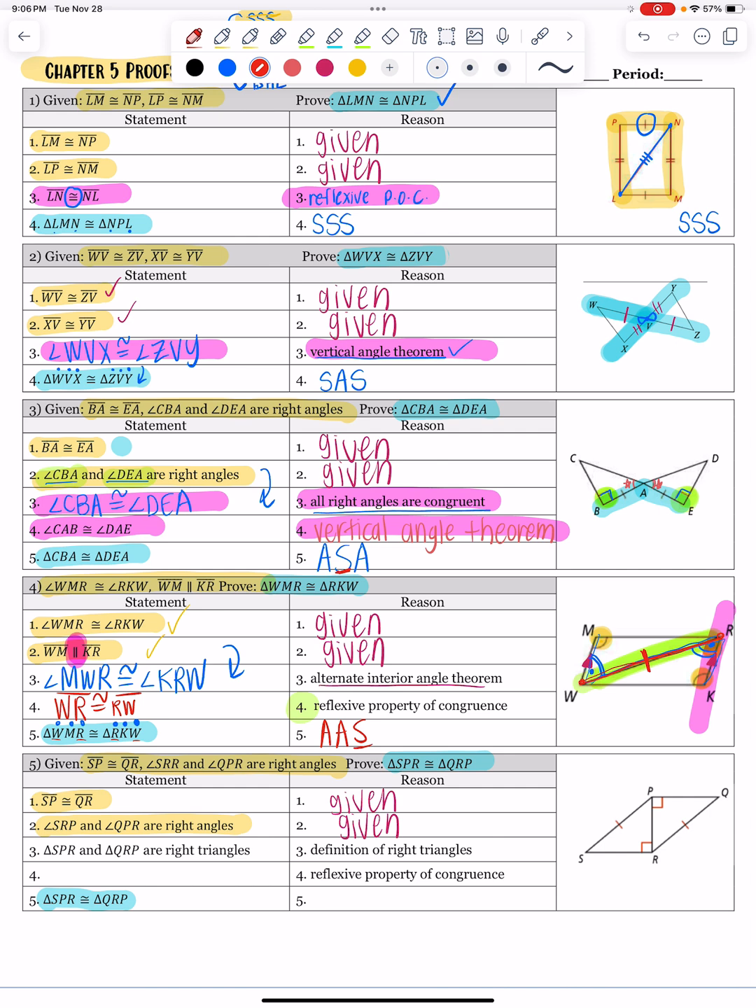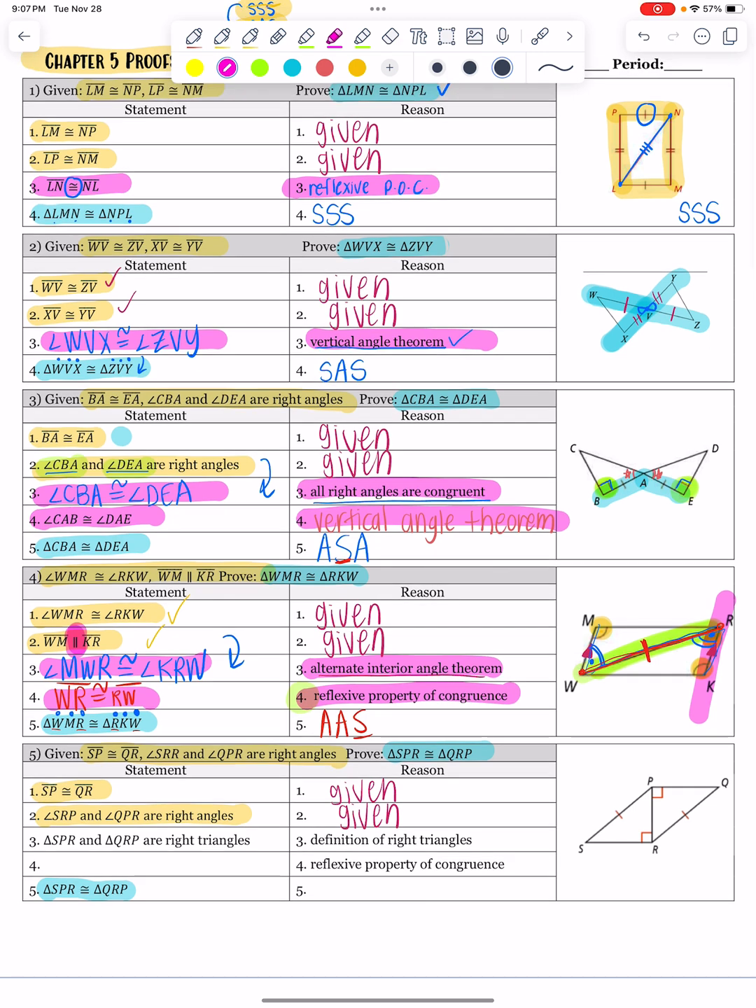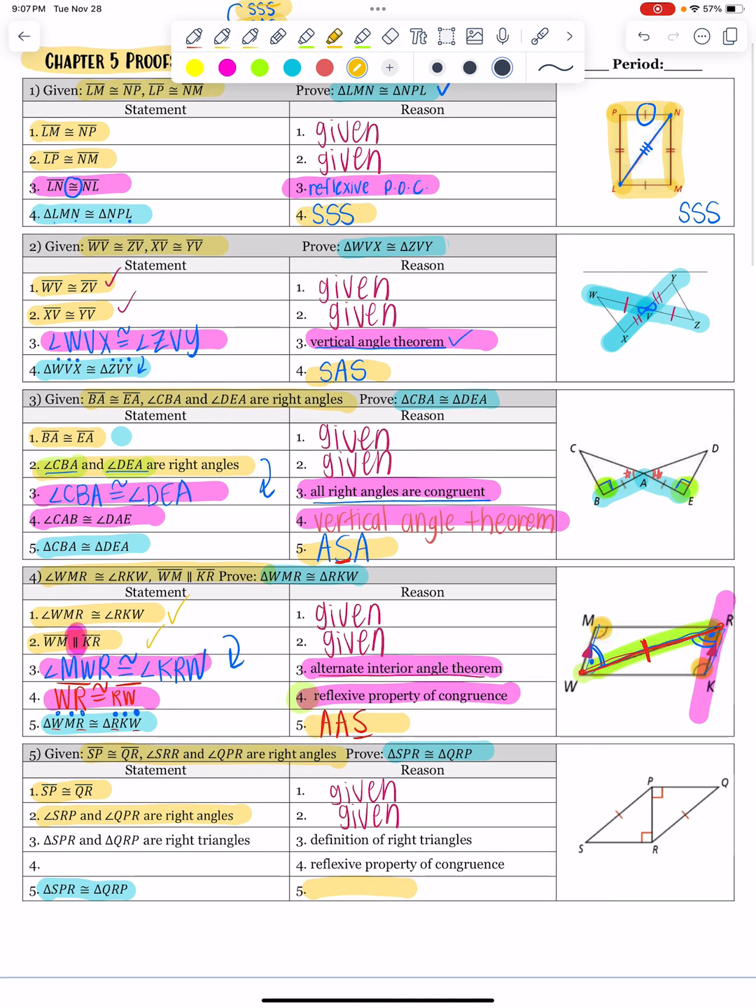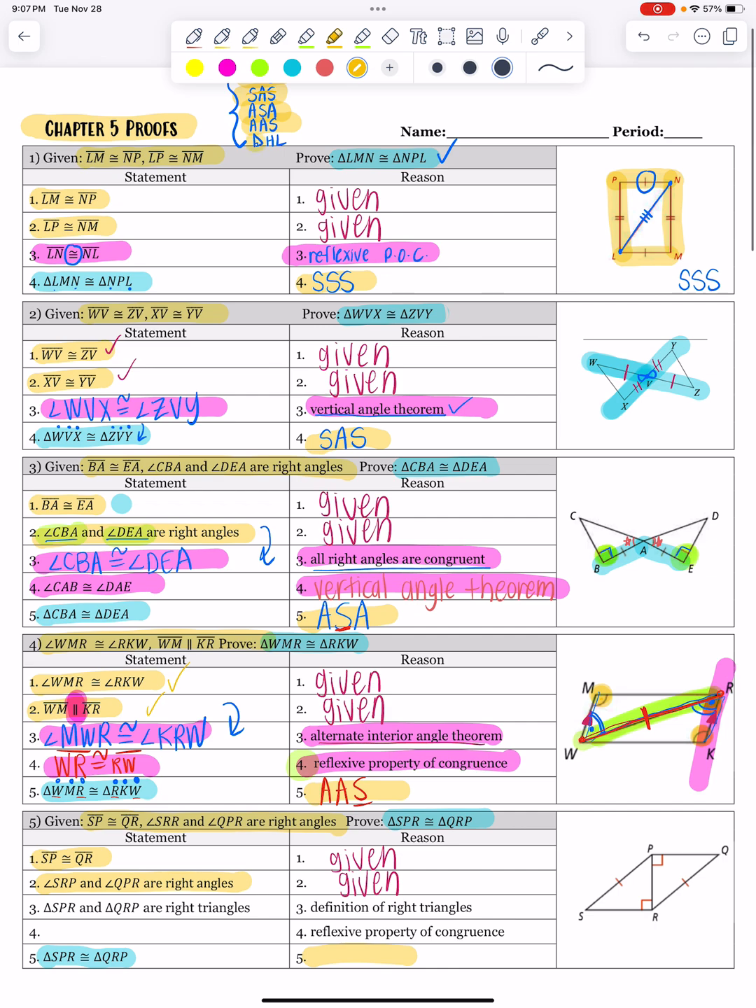And so here's my middle stuff that allowed me to get to my ultimate conclusion that the triangles were congruent by a shortcut. So again, right here every time, you're gonna have a shortcut up here. So this is just practice with that. And our last proof is a hypotenuse leg proof, so this will bring us home.